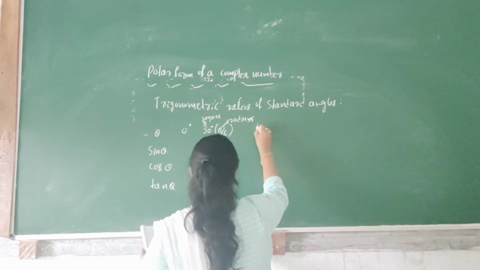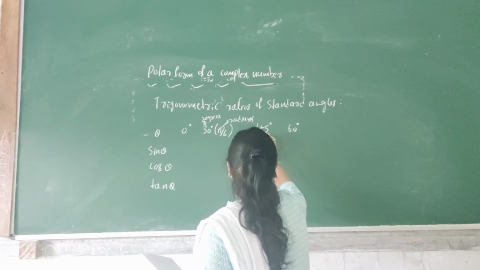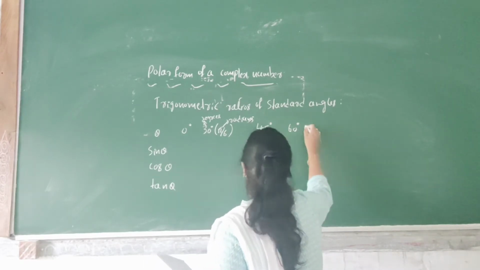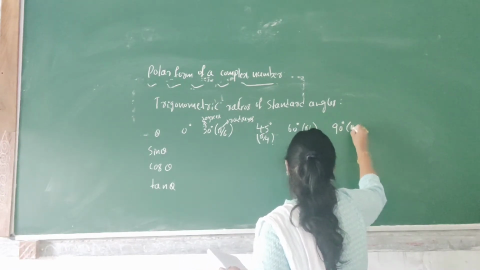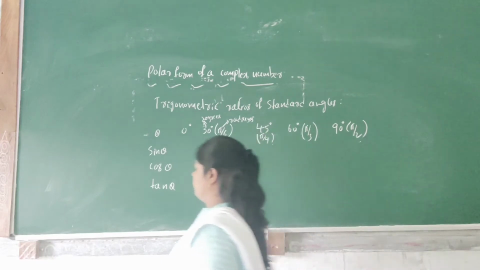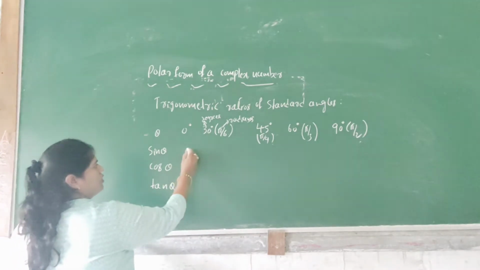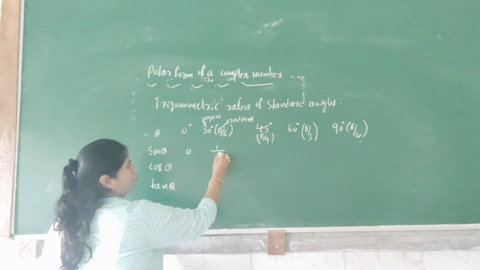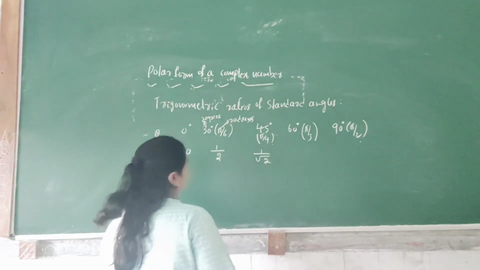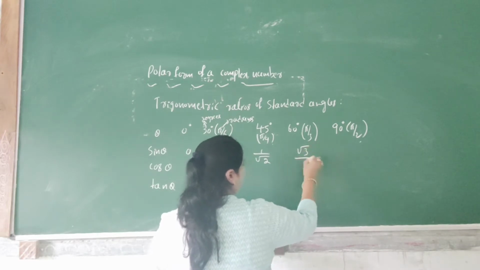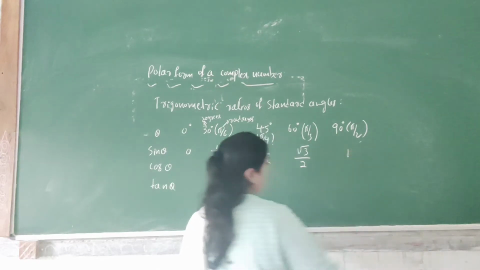Okay, next after 30 degree, 45 degree. 45 is pi by 4. 60 degrees, pi by 3. And next 90 degree, pi by 2. So sin 0 is 0. Sin 30 is 1 by 2. Sin 45 is 1 by root 2. Sin 60 degree is root 3 divided by 2. So sin 90 degree is equal to 1.